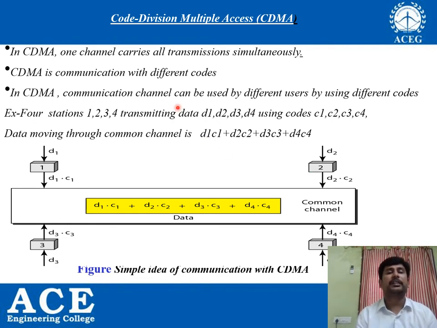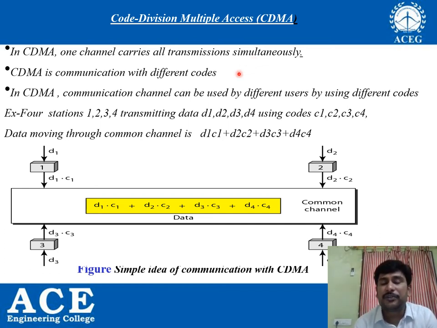The third and last type of channelization protocol is called code division multiplexing. In the previous two cases, frequency division multiplexing and time division multiplexing: in frequency division multiplexing, you can transmit at any time but only in a limited frequency. In time division multiplexing, you can transmit at any frequency but only in your limited time slot. So there is a restriction either in terms of frequency or in terms of time. But in CDMA, one channel carries all transmissions simultaneously. There is no division of time, no division of frequency.